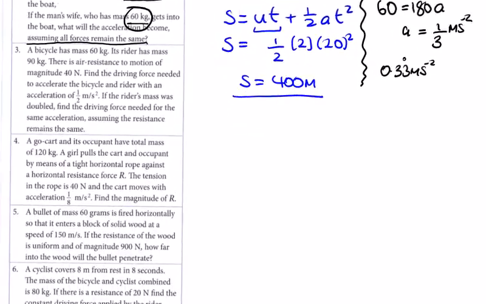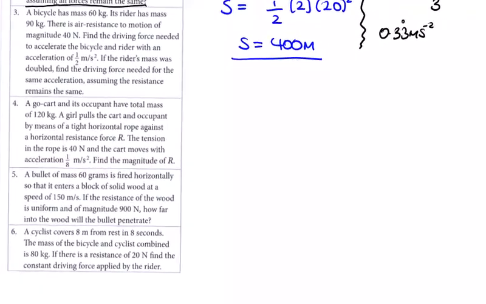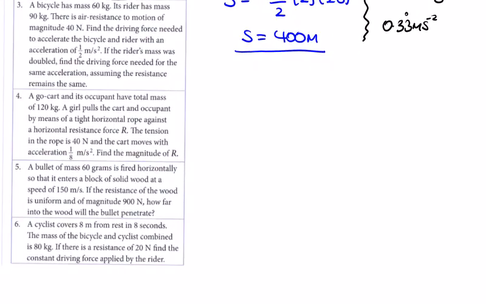Question 3. A bicycle has mass 60 kilos, and its rider has mass 90 kilos. It's a pretty heavy bicycle. And there is air resistance to motion of 40 newtons. Find the driving force needed to accelerate the bicycle and rider with an acceleration of a half.